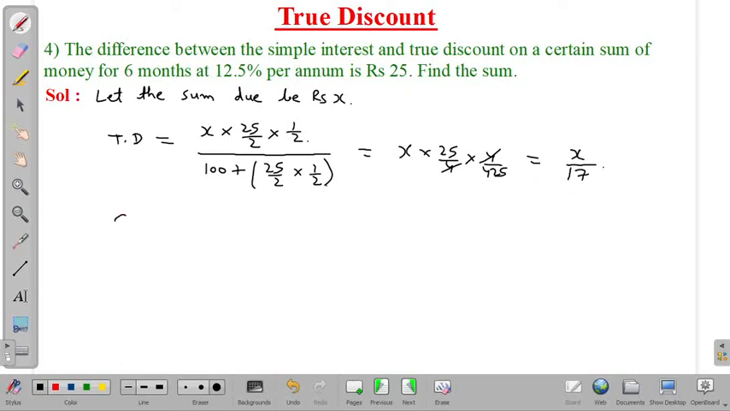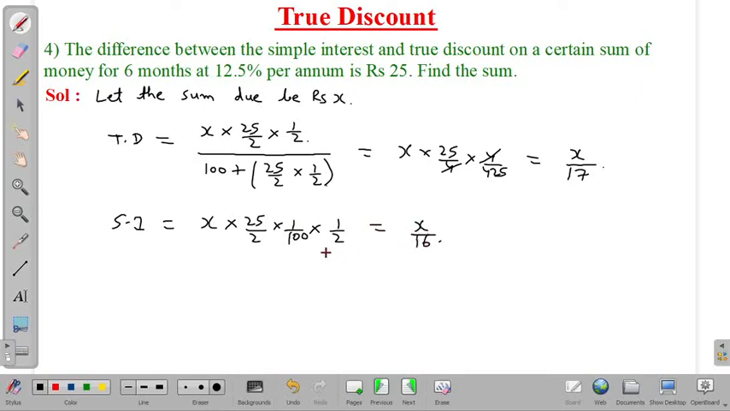Similarly, we can calculate simple interest, and simple interest will be sum into rate of interest, that is 25 by 2 into 1 by 100 into time, and time will be 1 by 2 year. So this is equal to x by 16.